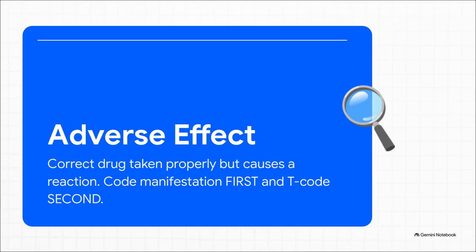But what if the patient did everything right? That is an adverse effect. For a therapeutic adverse effect, you completely flip the priority. You code the symptom or manifestation first, with the T-code trailing in slot 2. This means the patient followed the rules perfectly. They took the correct drug at the correct dose, exactly as prescribed by the doctor, but boom, they had an unexpected negative reaction. Using our amoxicillin example, if they take exactly 1 tablet as prescribed, but they break out in a massive rash, that's an adverse effect. The rash, which is the manifestation, is coded first, followed by the T-code for the adverse effect of the amoxicillin.